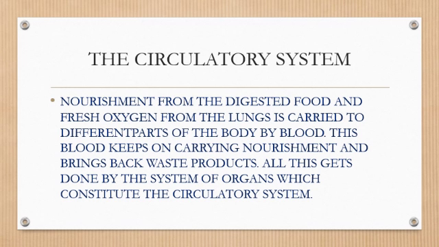So the function of blood is it keeps on carrying. The nutrients which are produced from the food are carried to all the parts of the body by the blood, and it also brings back the waste products which are present in the body. So all this gets done by a system of organs which constitute the circulatory system.